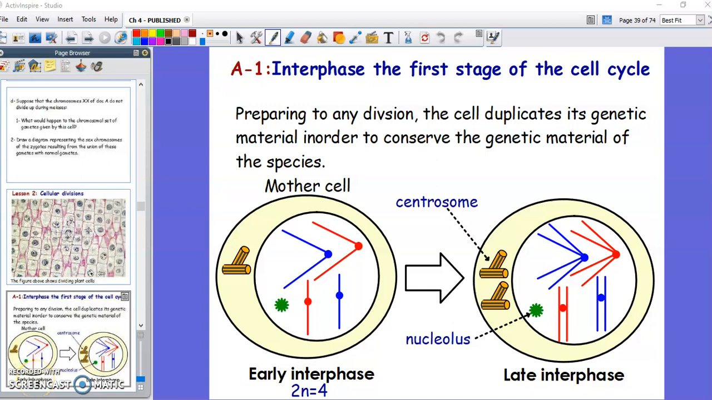Today we're going to talk about what is known as cell division or mitosis. In the cell cycle, we have two stages. We have the interphase and we have the mitosis. Now, before that, why does a cell need to divide?